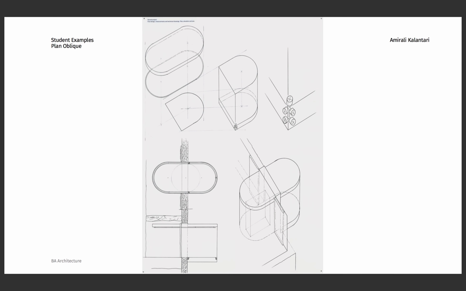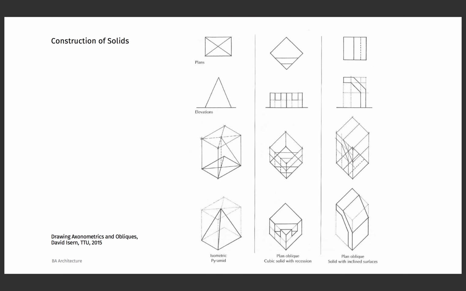Piece of furniture, isometric, and a plan oblique drawing of objects that are formed from curves, formed from semicircles. Okay, so those are plan obliques, axonometrics, or axometrics, isometrics, and elevation obliques. And here's just some examples of how you might construct some of those kinds of drawings.